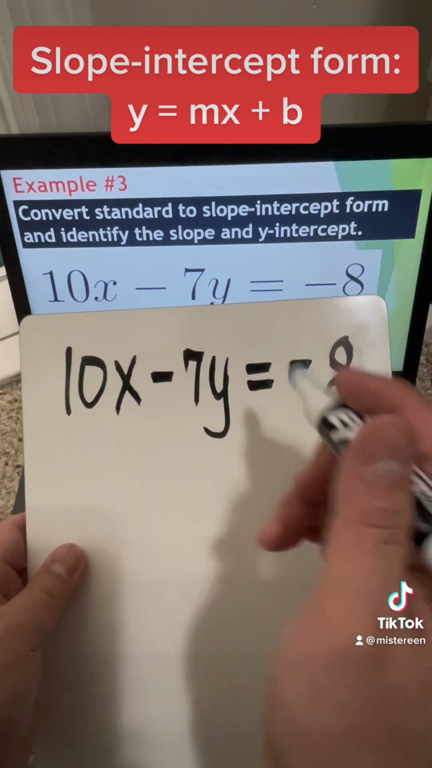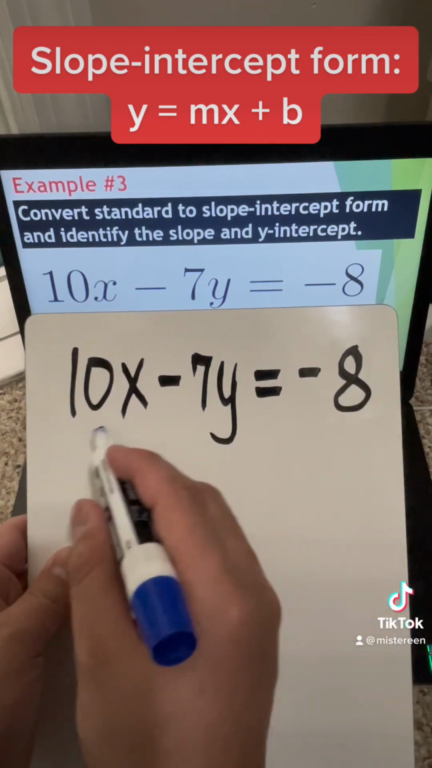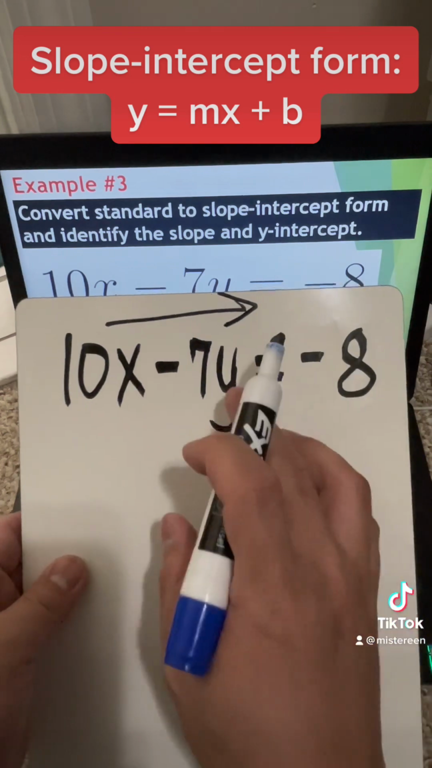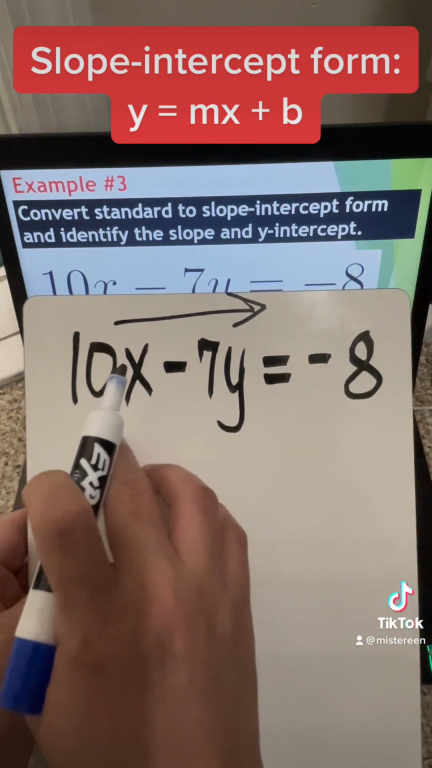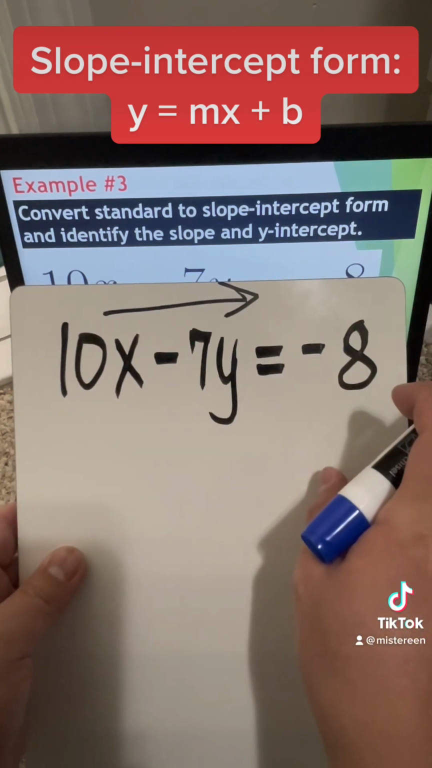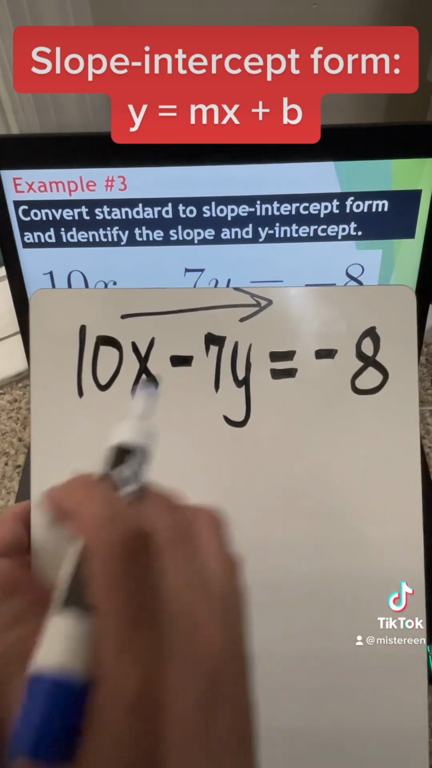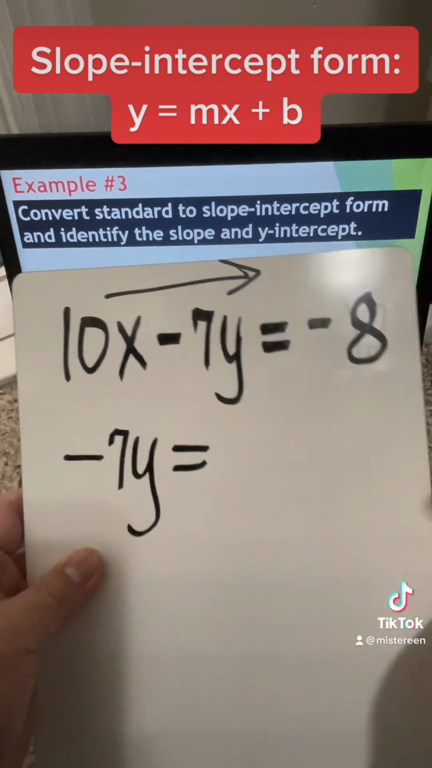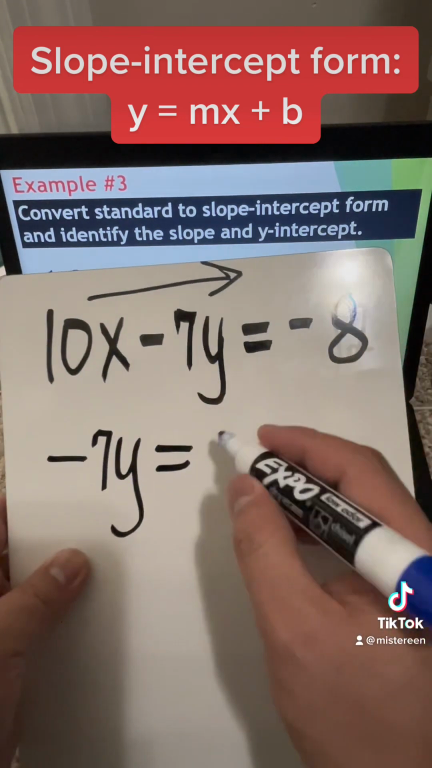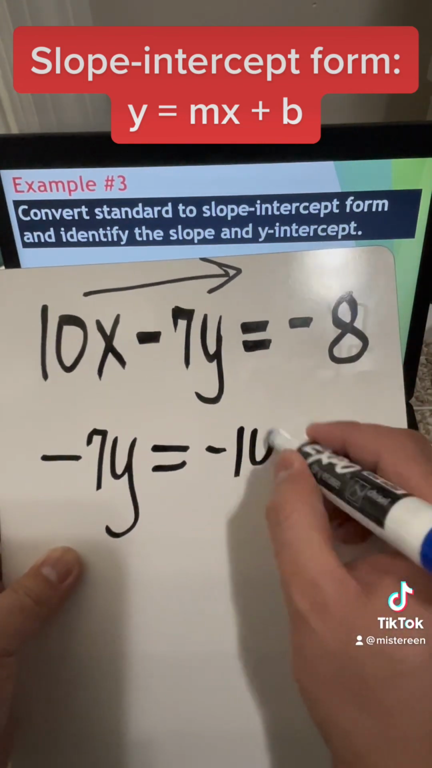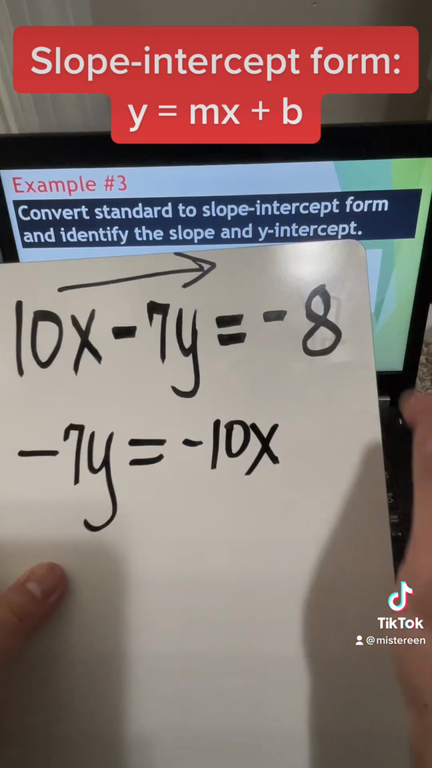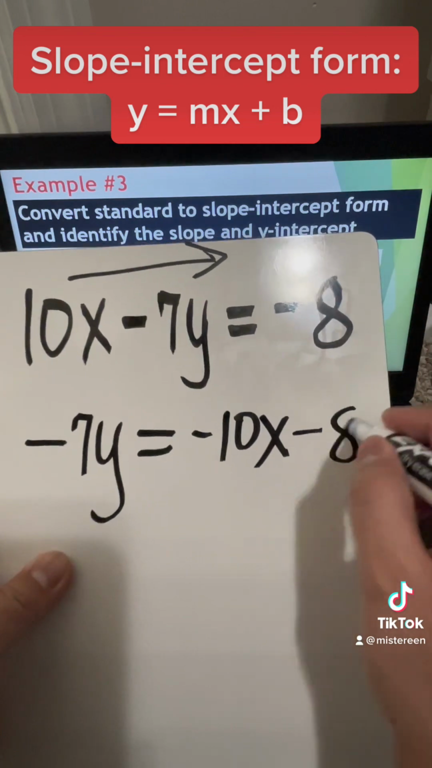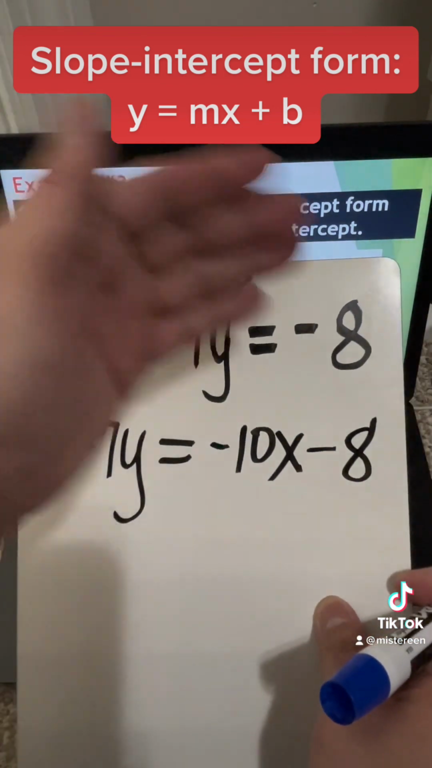So the y variable must stay on the left side. Therefore, if y must stay here, I'm going to move my x to the right side first. So on the left, I'll have negative 7y, it will stay there, equals negative 10x, moved to the other side, becomes a negative 10x. And then my negative 8 is a constant and will stay on the right side. Okay, I just moved 10x to the other side.